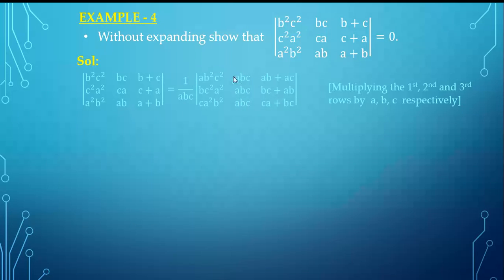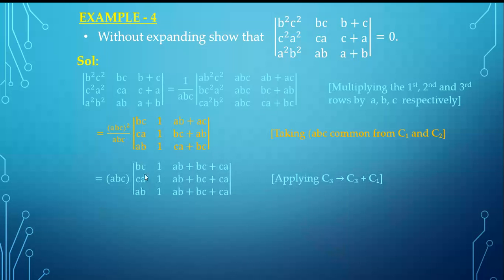After that, in column C2, ABC, ABC, ABC are common. So we can take the common ABC from C2, right? And C1 also has ABC, ABC, ABC common. So from both columns C1 and C2 we can take ABC. Now ABC from here and ABC from here, so it becomes ABC whole squared, right? Now when we solve this, we get the rows ABC, BC, CA and 1, 1, 1.